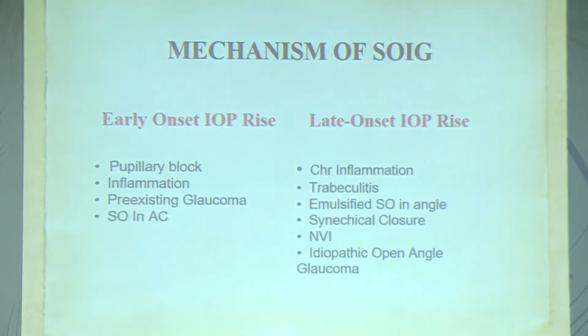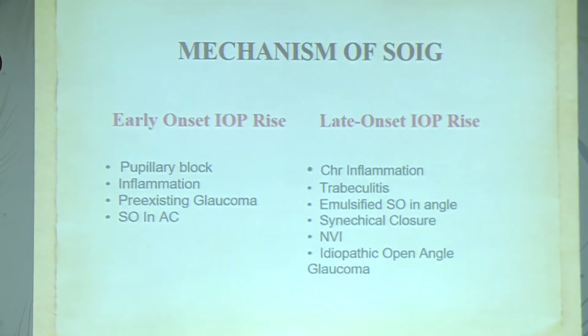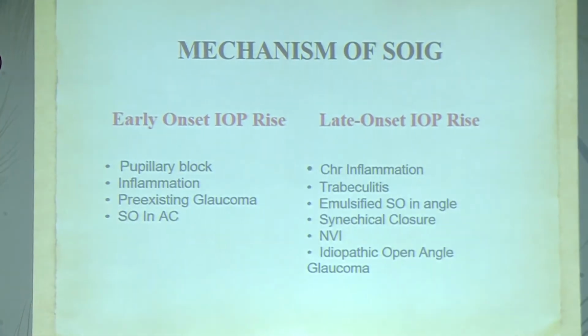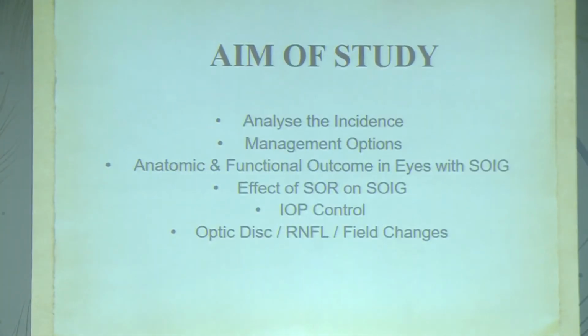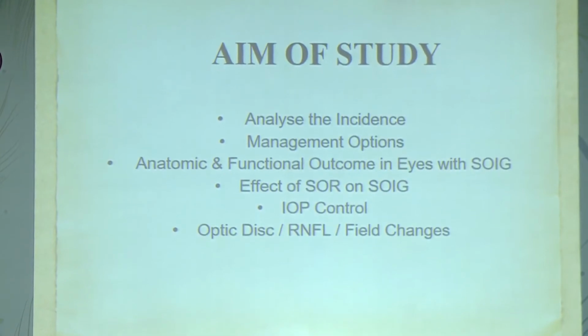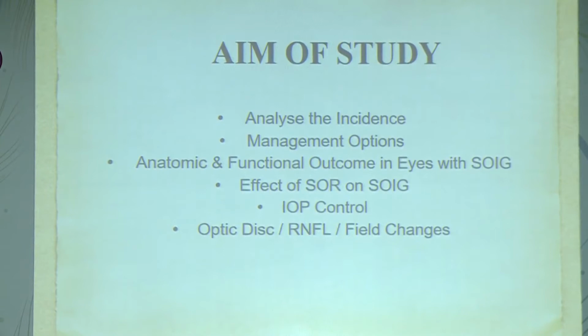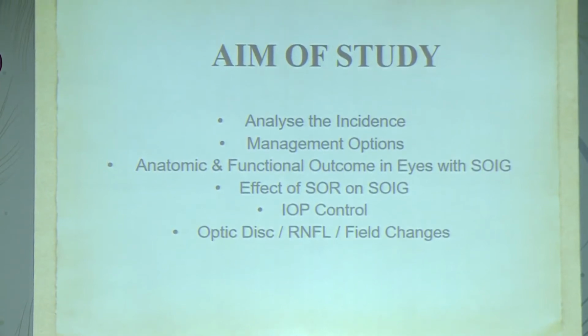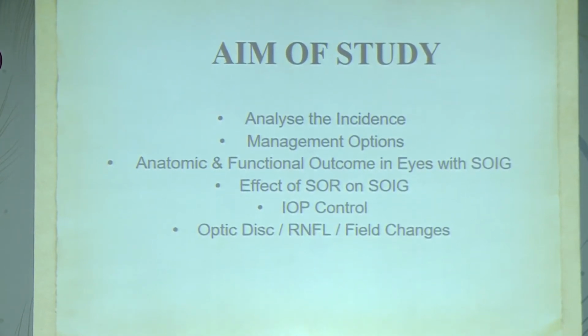The mechanism of SOIG varies depending upon whether there is an early rise of IOP or a late rise of IOP. The aim of our study was to analyze the incidence, the management options, and look at the anatomic and functional outcome of eyes with silicone oil-induced glaucoma, and study the effect of silicone oil removal on SOIG, not only the IOP control, but also on whether there were anatomical changes in the vertical cup disc ratio, the RNFL analysis, and field changes.